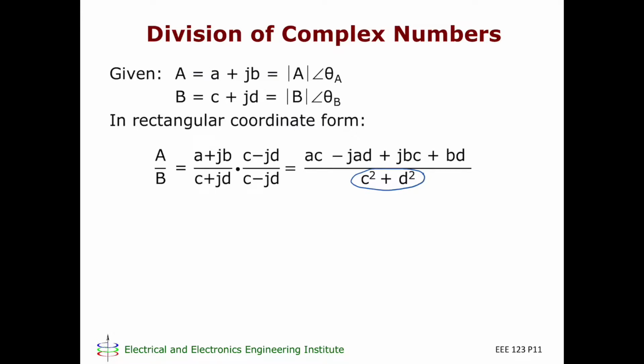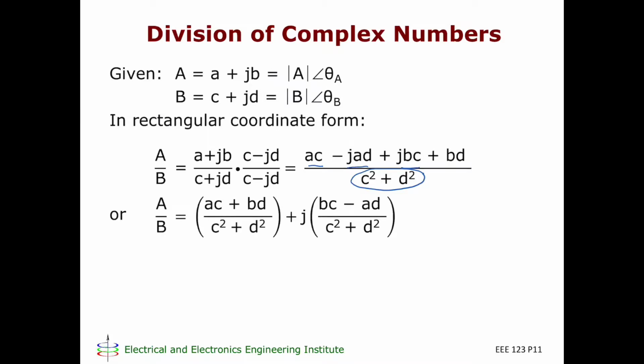And these are now the terms generated at the numerator: ac minus jad, jbc, and minus j squared bd, which is equal to bd. I now separate in the numerator the real part from the imaginary part, and this is what I'm going to get. So this is now my real part of a over b, and this is my imaginary part of a over b.